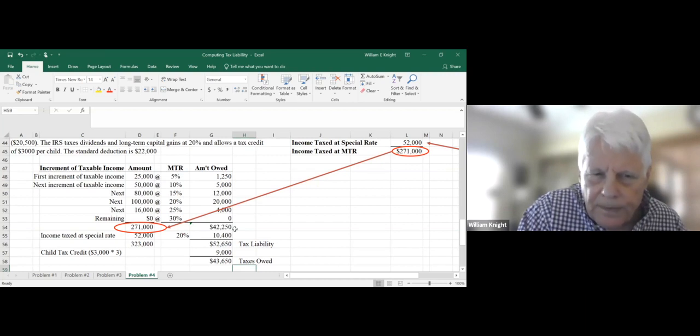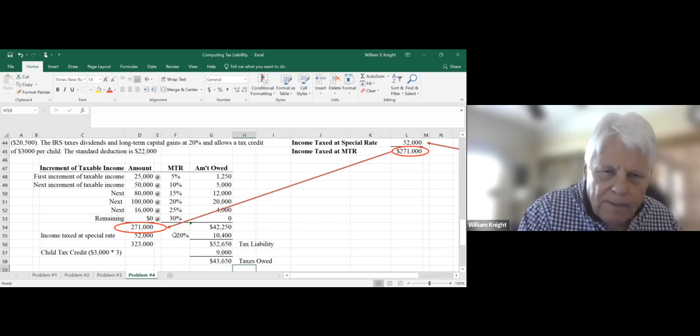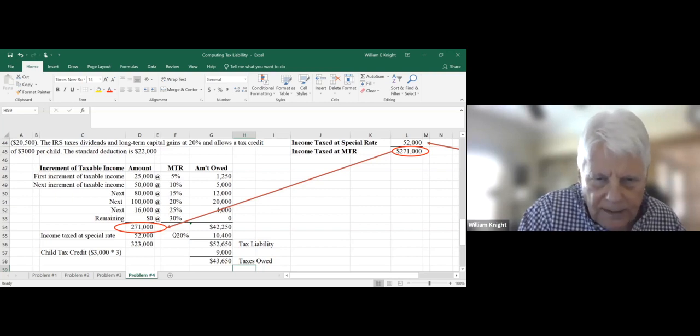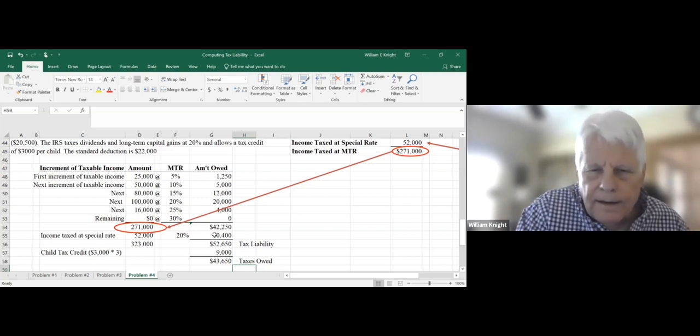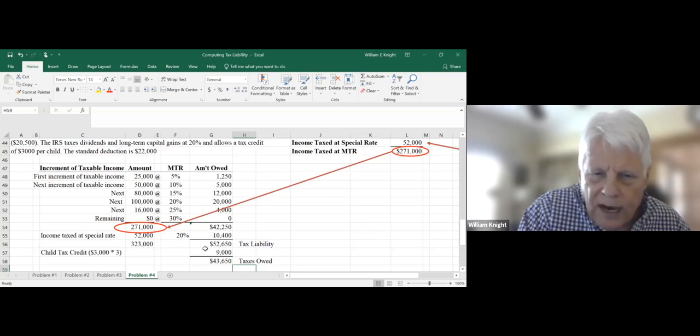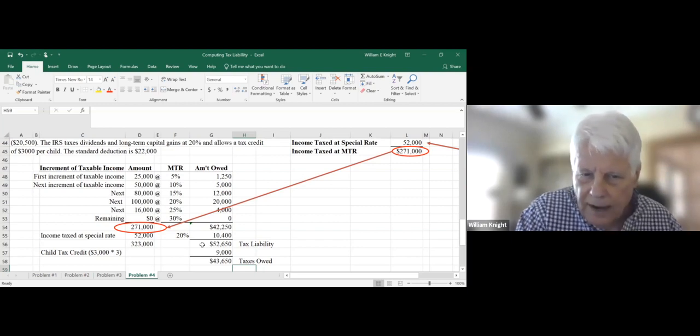$42,250. So now we compute the tax liability on their income subject to special rates, which was $52,000. The special rate in this case is going to be 20%. Once again, in reality, it's more complicated than that. So in this case, the tax liability on this special income is going to be $10,400. And so we add that up and we see that their total tax liability on their $323,000 of taxable income is going to be $52,650. So we're not done yet.